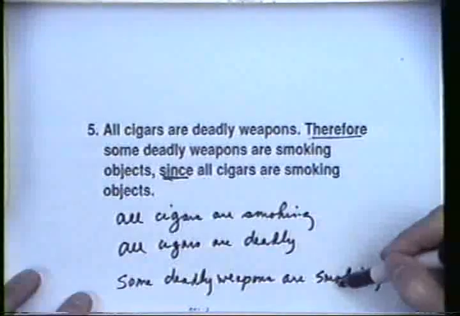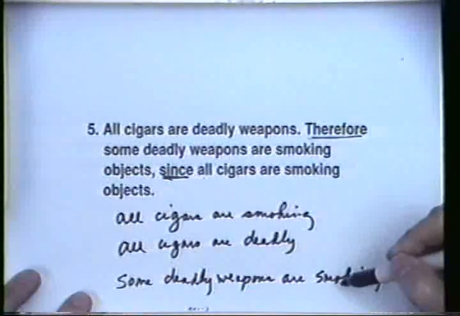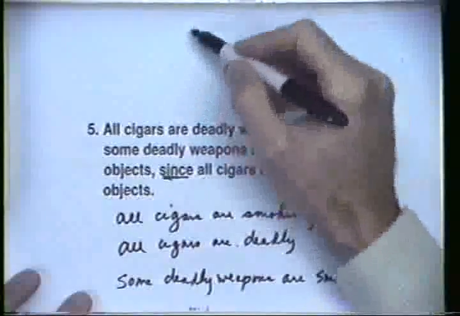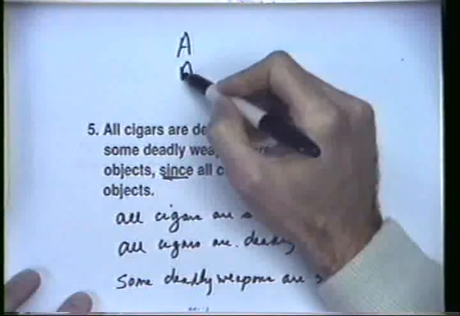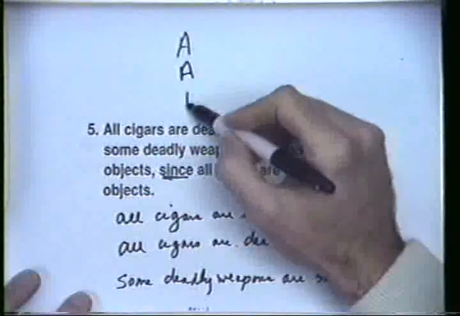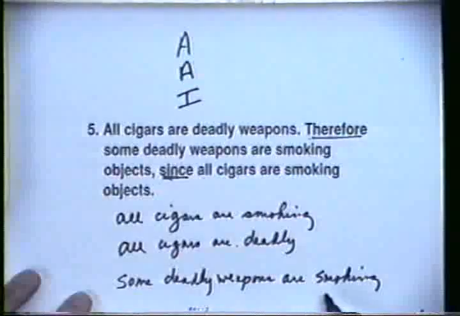Now we need to figure out, since we've got the standard form, the mood. We've got two A sentences here, all S are P, so we've got A. And what's the conclusion? The conclusion is I, because it is a particular affirmative sentence: some deadly weapons are smoking.